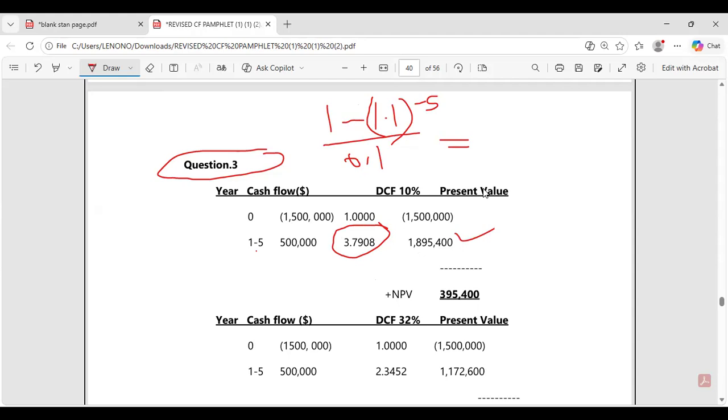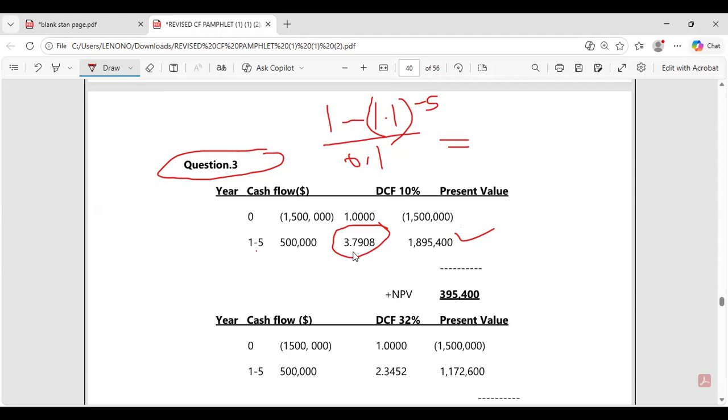The first percentage given was 10%. That's the only percentage they give you. But in an exam, you have to get a negative NPV too. So the first NPV should be positive, then the second NPV needs to be negative.